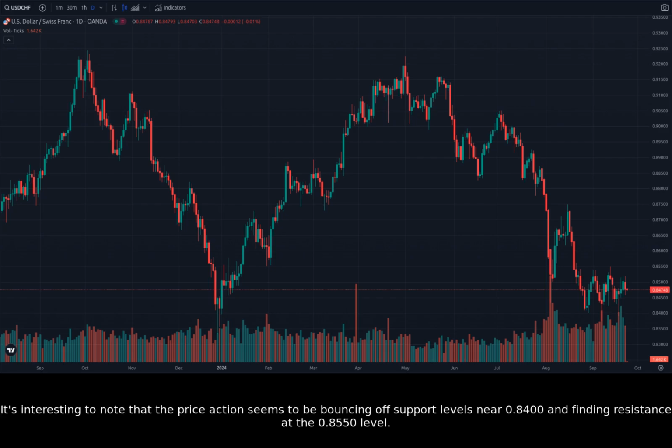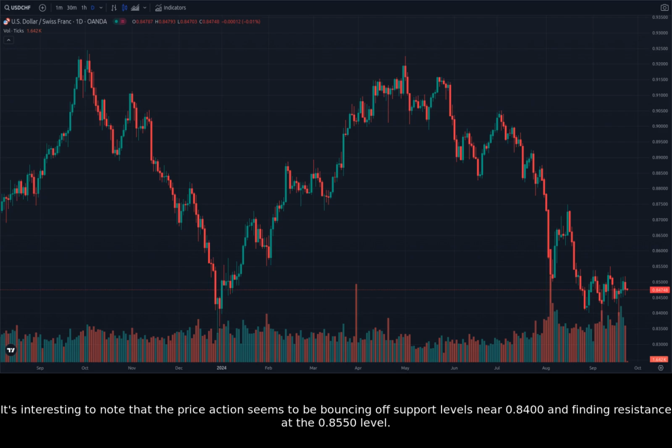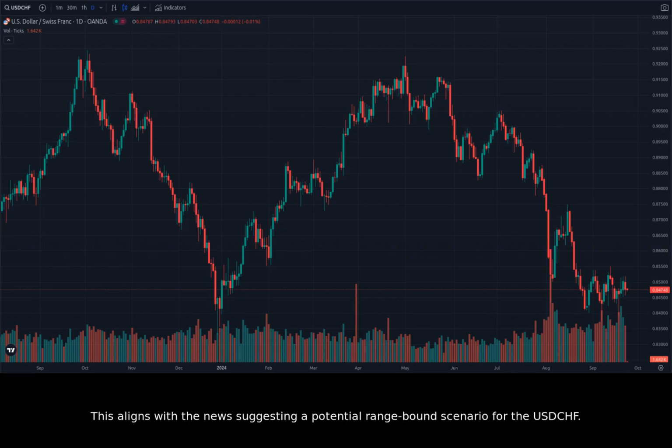It's interesting to note that the price action seems to be bouncing off support levels near 0.8400 and finding resistance at the 0.8550 level. This aligns with the news suggesting a potential range-bound scenario for the USDCHF.